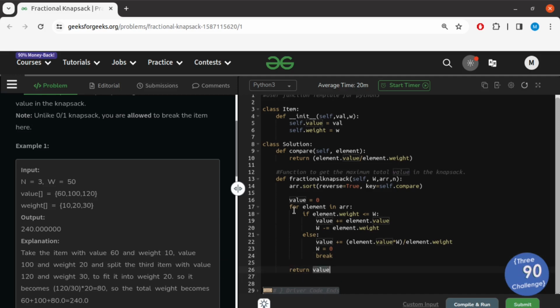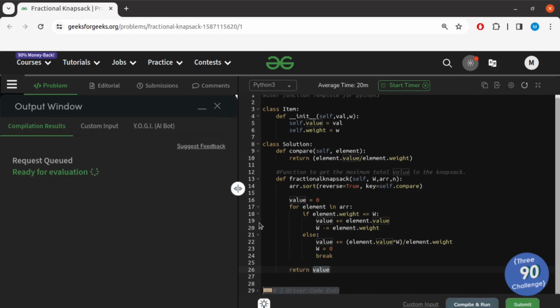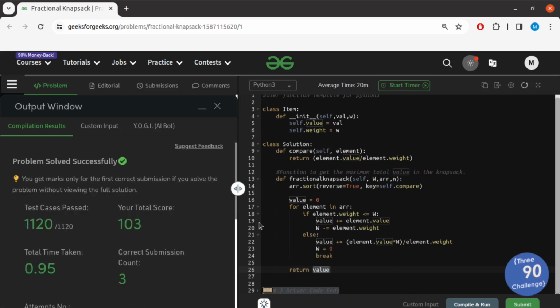Okay, so that's the code portion, folks. Now let us submit our solution. So our solution got accepted.